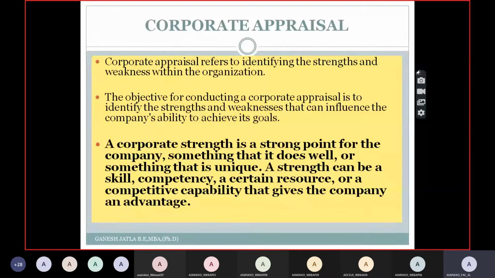So what is a corporate strength? So generally corporate strength is a strong point for the company, something that it does well or something that is unique. So for every organization you have something which is very well or you are good at, and at the same time you are unique also. That is something maybe unique in your organization, because of it the people are purchasing your product. So this is generally called as corporate strength. So this strength can be maybe a skill or the competency of your firm or certain resources which are available for you, or the competitive capability that gives the company an advantage.